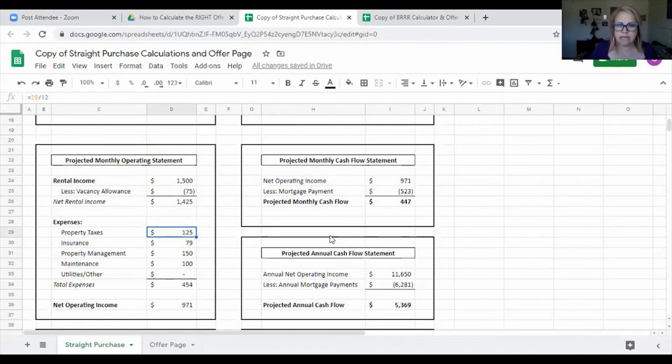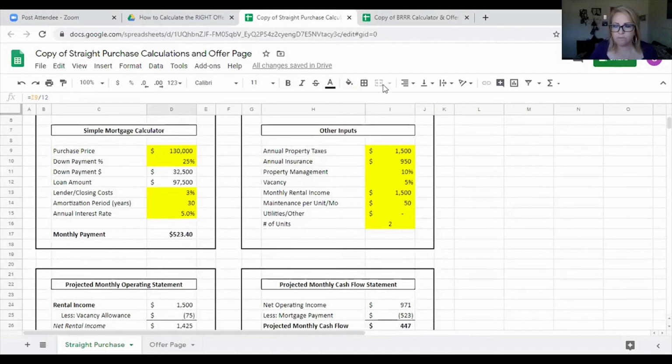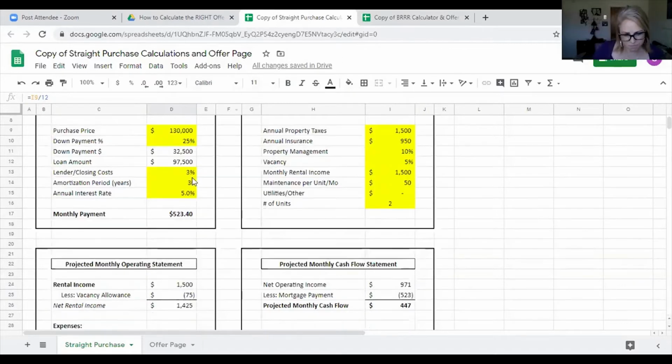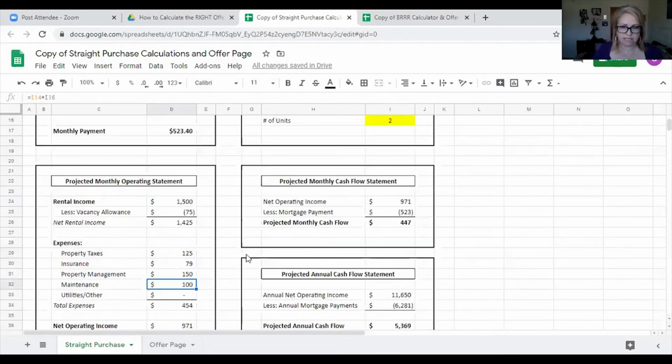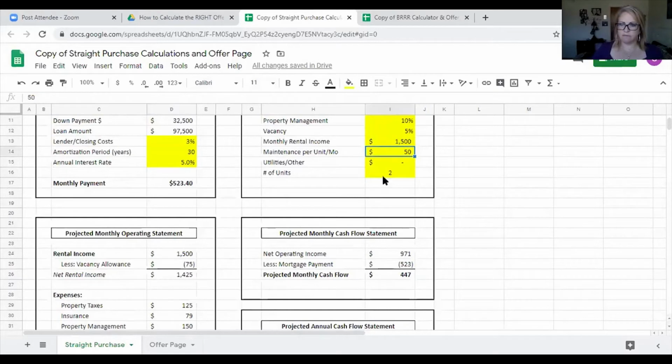And so what I'm doing is I'm taking the annual, because some expenses are done in terms of annual and some are monthly. So you want to bring everything to the same place so that you're apples to apples. So your property taxes, if it's $1,500 a year, that means it's $125 a month. You got your insurance at $79 a month, based on whatever we put in, I think $950. Your property management is based on 10% of the rental income. And then we had maintenance of $100 a month that we were projecting, based on $50 a month times 2.